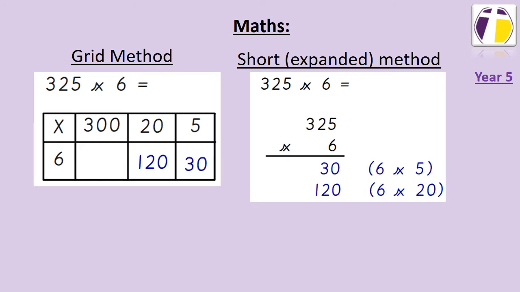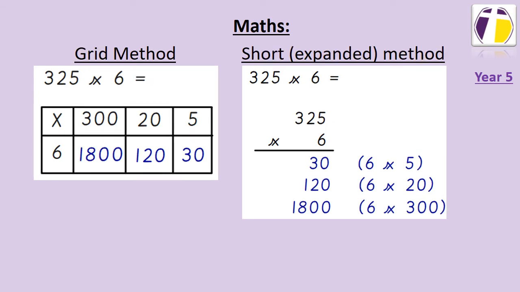The next step in both methods is to move on to the tens. In my grid method, I am going to do 6 multiplied by 20. I know 6 times 2 is 12, and I'm multiplying it by 20, so it will be 10 times bigger, which is 120. In my short expanded method, I am doing the same thing. I have put 6 multiplied by 20 in brackets on the side, and my answer sits underneath 30 in the correct columns.